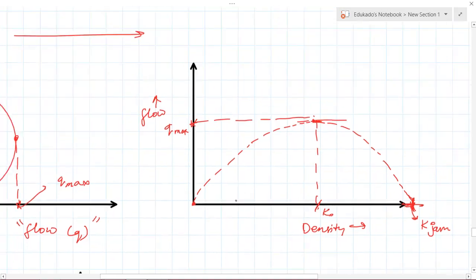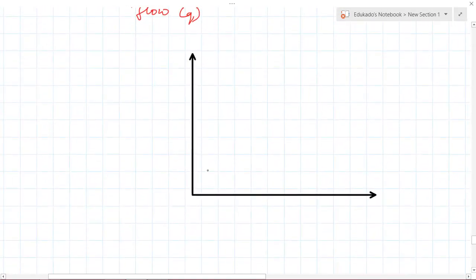Now one more relationship is there between speed and density. Let's take density over here on the x-axis and speed over here on the y-axis. When the speed is maximum, the density is 0, obviously. If speed is maximum, you cannot calculate density because all the traffic is just going, it is not staying at a particular section. So density is 0.